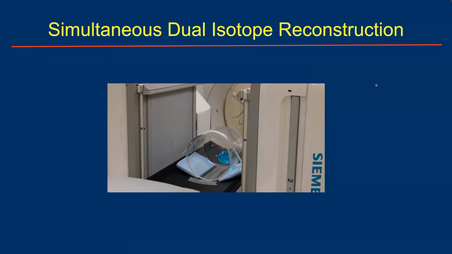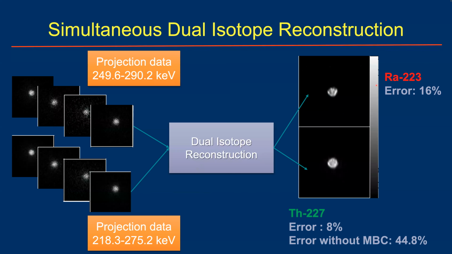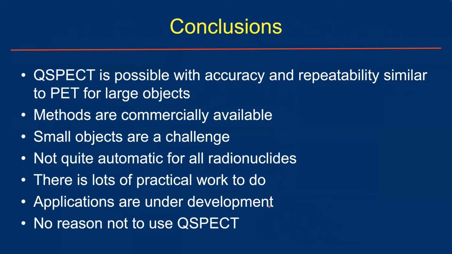So we apply this to phantom imaging of thorium, as shown here, which decays to radium, and we can see we can estimate the reconstruction of both radium and thorium. And when we use our model-based corrections, we reduce the error from 44% to 8%. We can produce very accurate activity estimates of alpha emitters for dosimetry estimation.